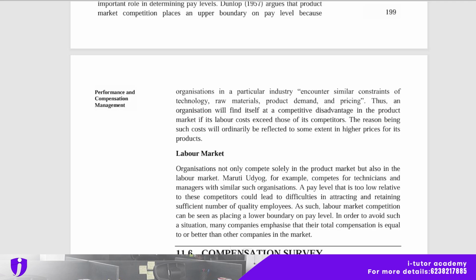And in the labor market, organizations compete not solely in the product market but also in the labor market. Maruti Udyog, for example, competes for technicians and managers with similar organizations. A pay level that is too low relative to these competitors could lead to difficulties in attracting and retaining a sufficient number of quality employees. As such, labor market competition can be seen as placing a lower boundary on pay level. In order to avoid such a situation, many companies emphasize that their total compensation is equal to or better than other companies in the market.